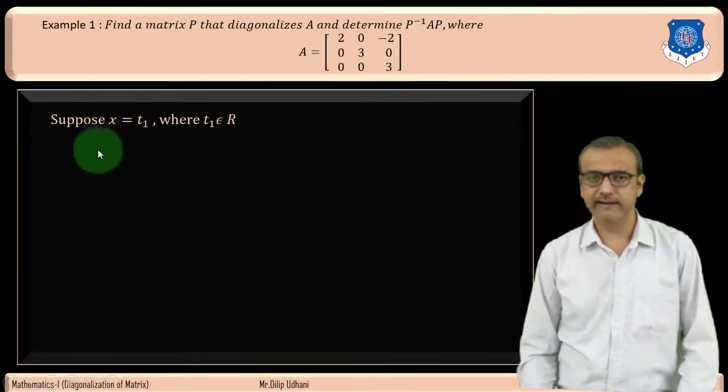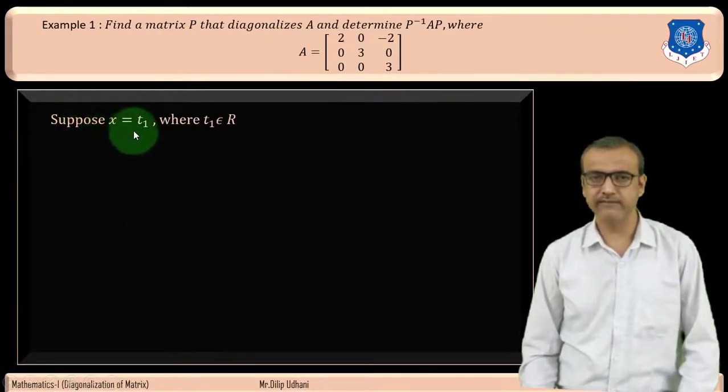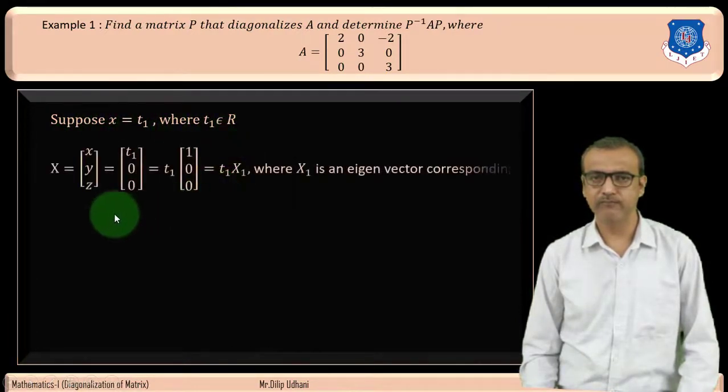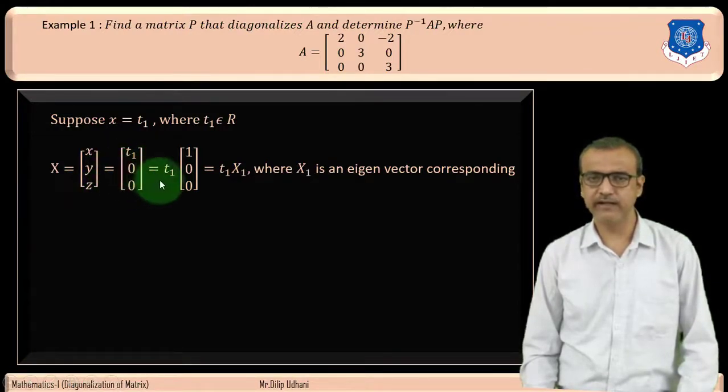So what about x? Here x is a free variable. So suppose x equals t1, where t1 belongs to R. Now capital X equals x, y, z. The value of x is t1, the value of y is 0, the value of z is 0. Now taking t1 common, we have the column matrix 1, 0, 0, which equals t1 times [1, 0, 0], that is capital X1, where X1 is an eigenvector corresponding to lambda equals 2.